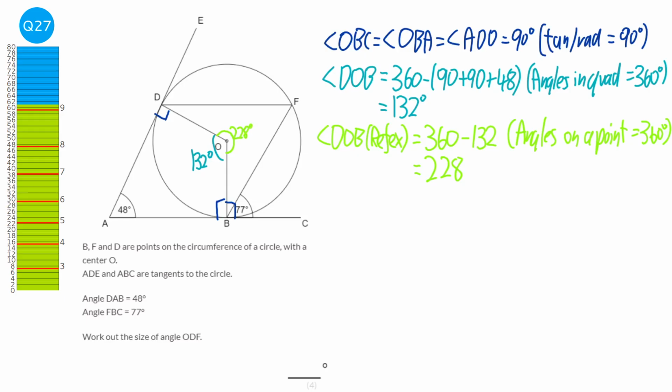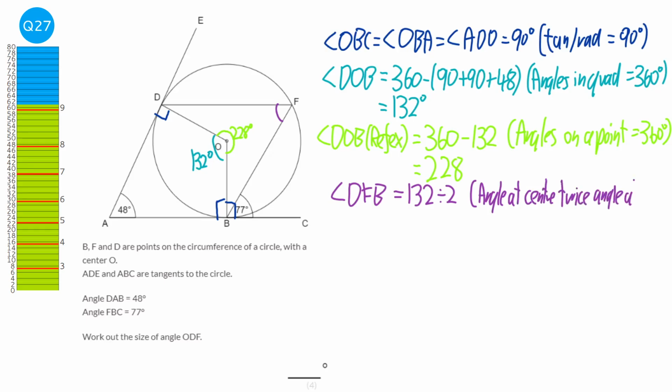Now we can also use the circle theorem to work out this one, because we've got an angle at the centre and an angle at the circumference. And the angle at the centre is twice the angle at the circumference. So angle DFB is going to be 132 divided by 2. Angle at centre twice angle at circumference. Okay, so when we halve that, so 132, that's 66 degrees. We should re-put degrees on these.